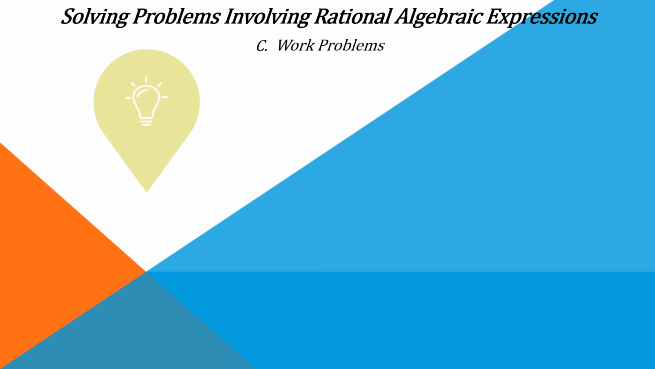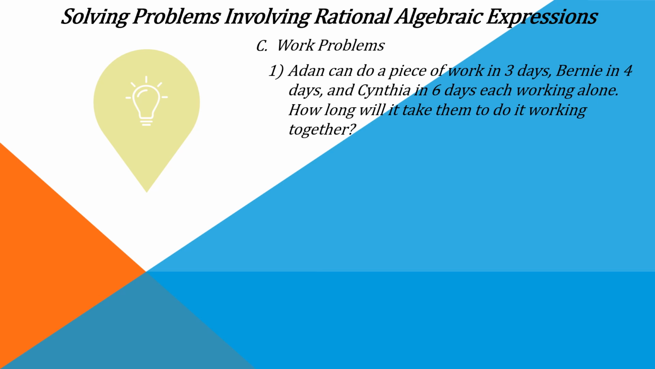We have now the word problems. Now, in word problems, we are comparing the work of two persons, or sometimes the work of those persons together. So let us see this first example. Adam can do a piece of work in 3 days, Bernie in 4 days, and Cynthia in 6 days, each working alone. How long will it take them to do it working together?